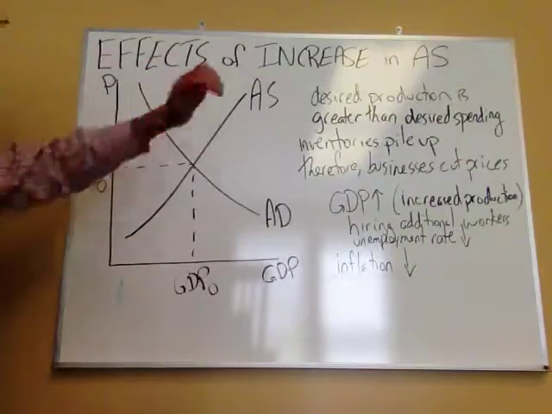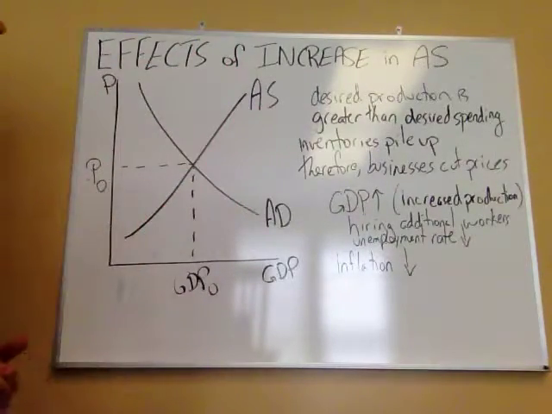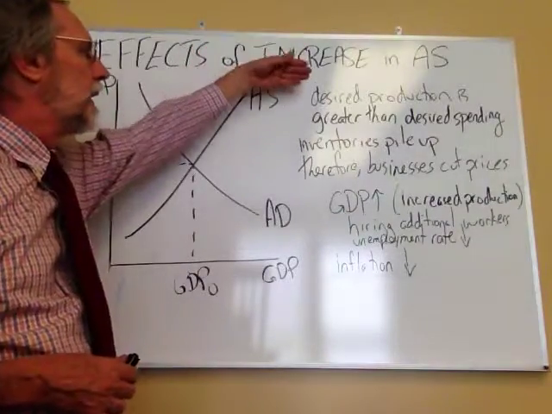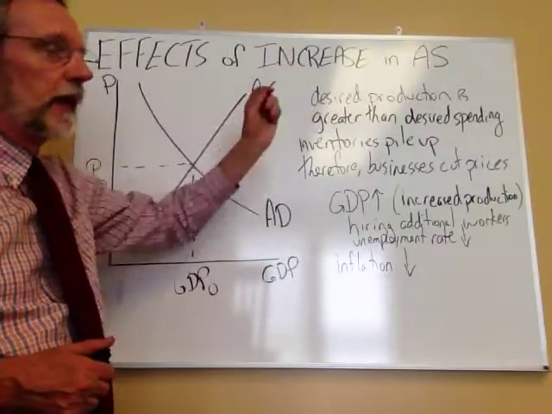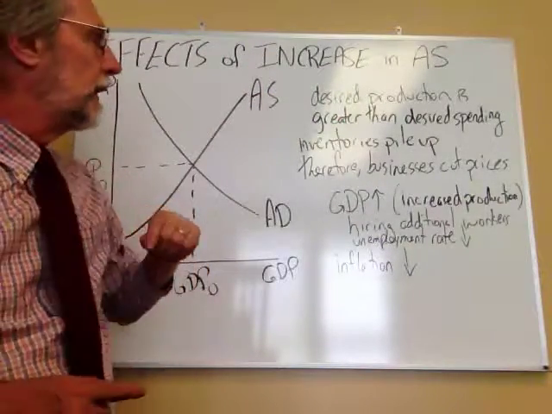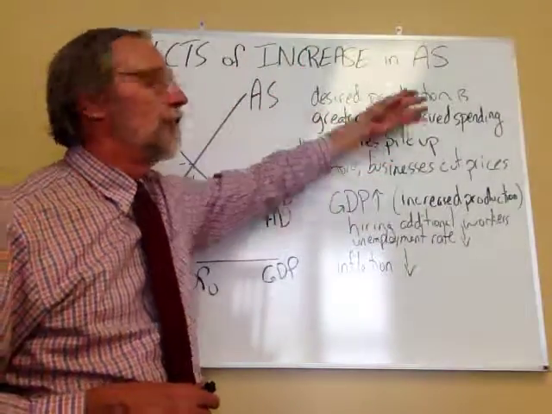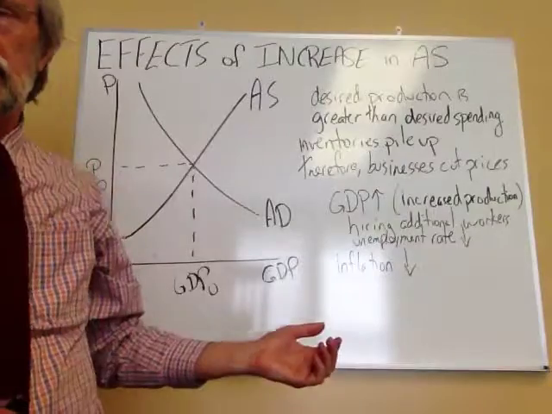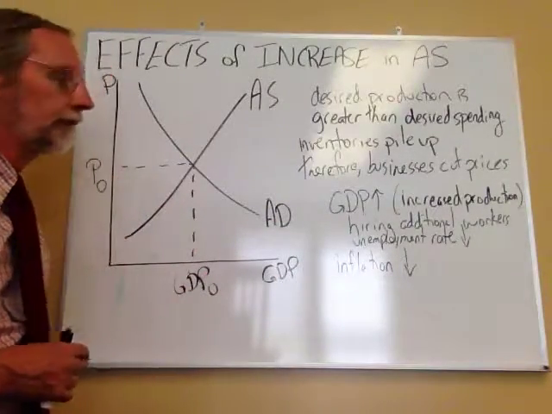That's our story. And again, it's a sequence of events. There's a particular order in which things occur. Because technology improved, desired production is greater than desired spending. Because desired production is greater than desired spending, inventories pile up. Because inventories pile up, businesses cut prices. And so there's a sequence, things happen in a particular order.